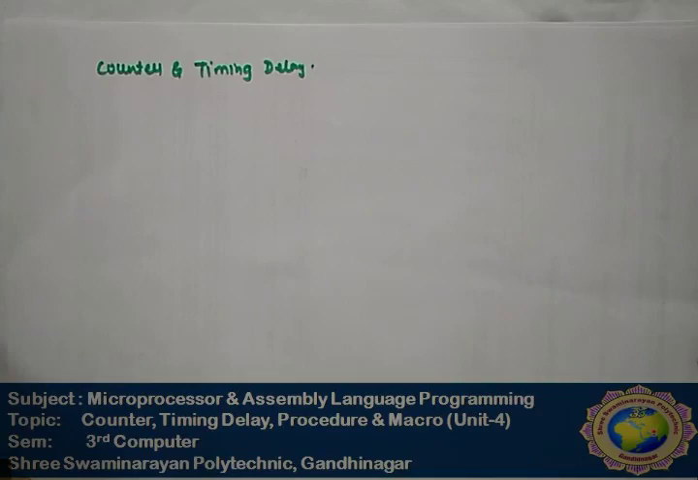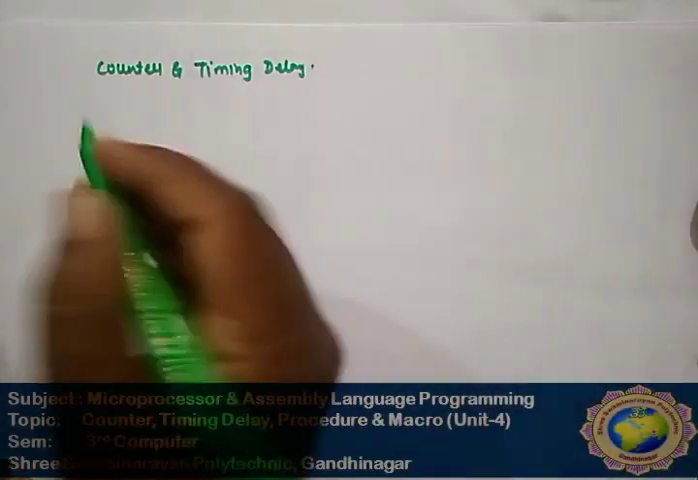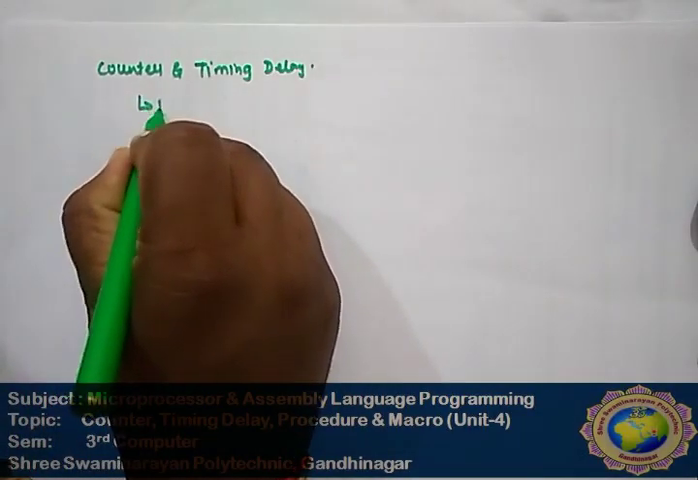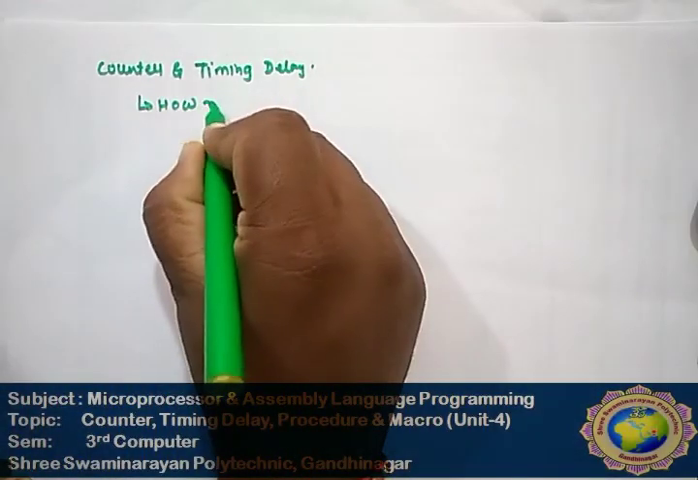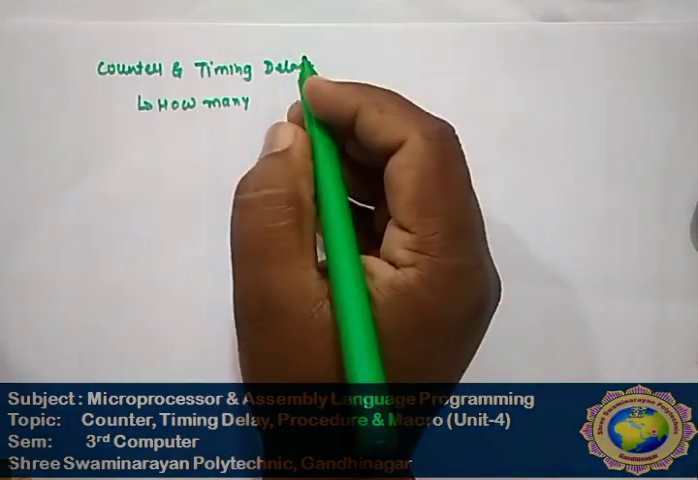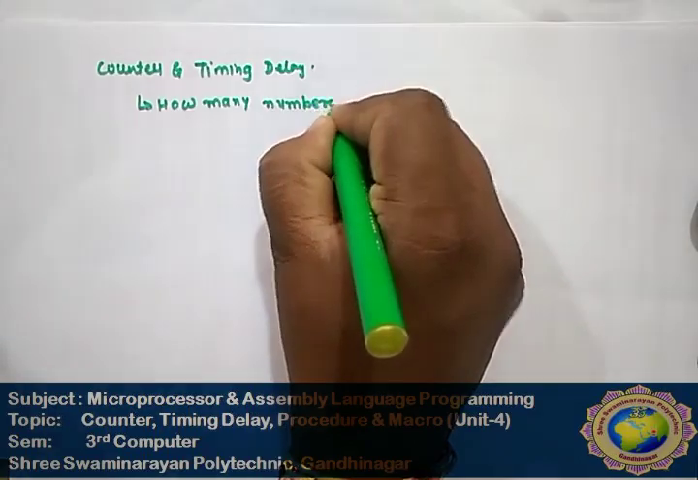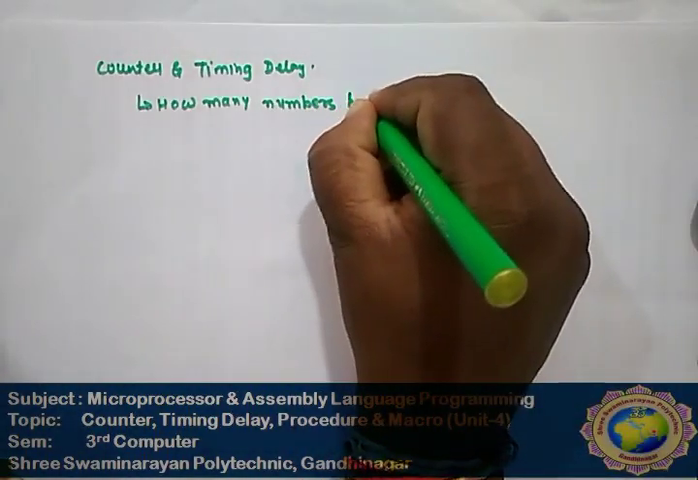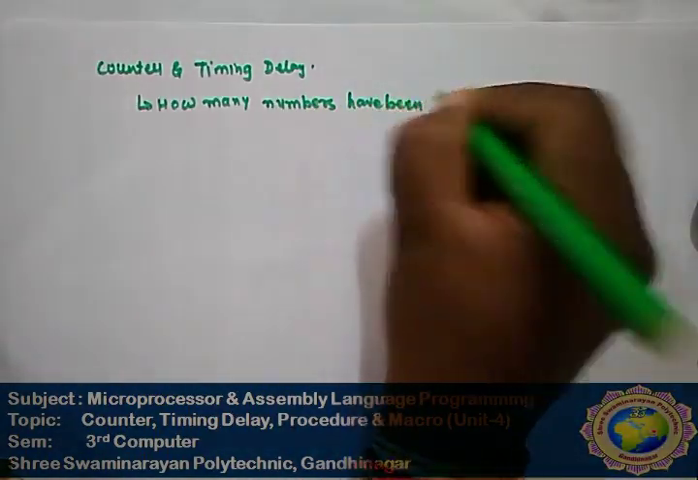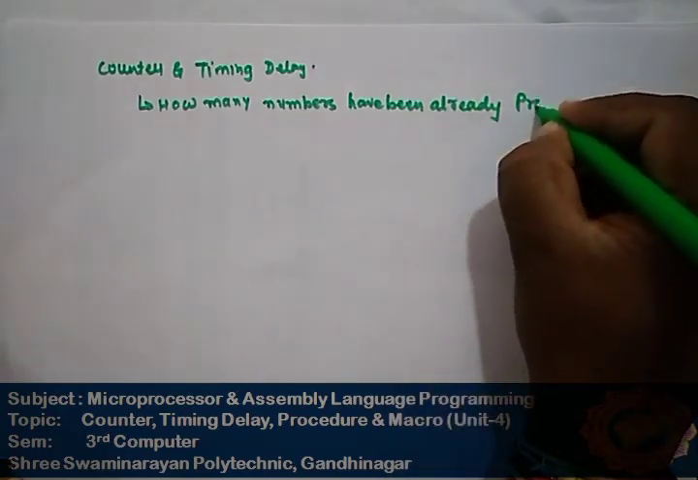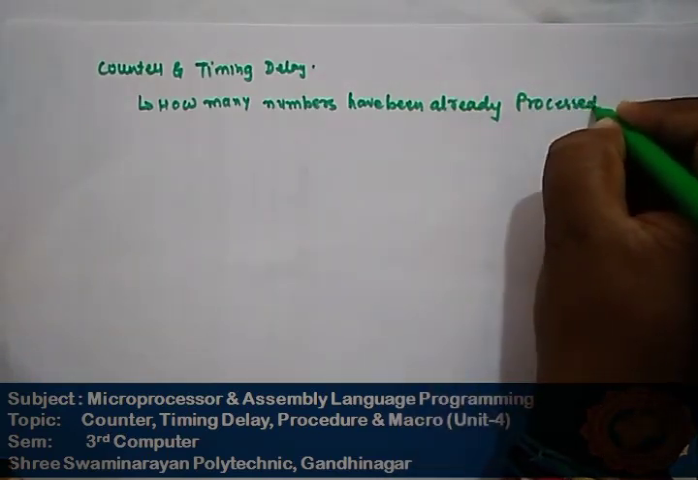As an example, a counter is useful in accounting how many numbers have been already processed.